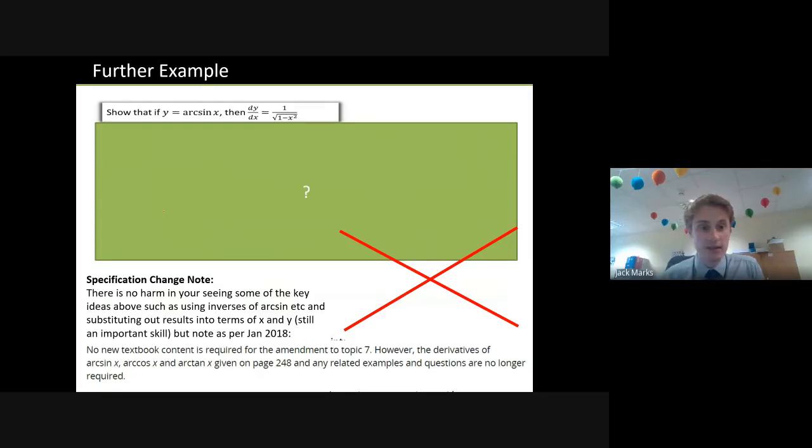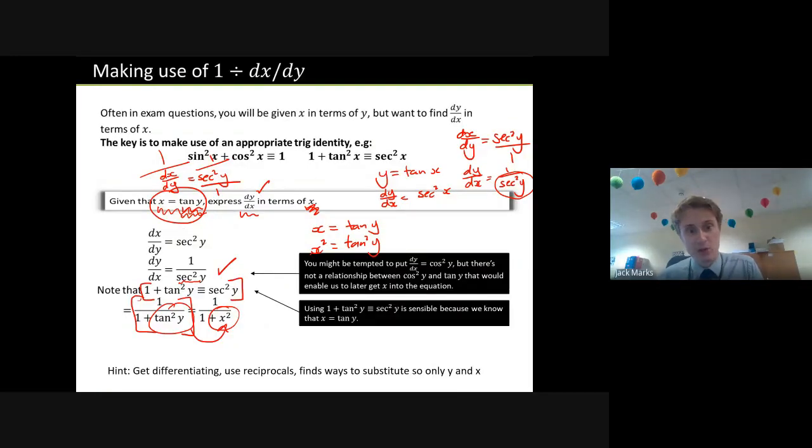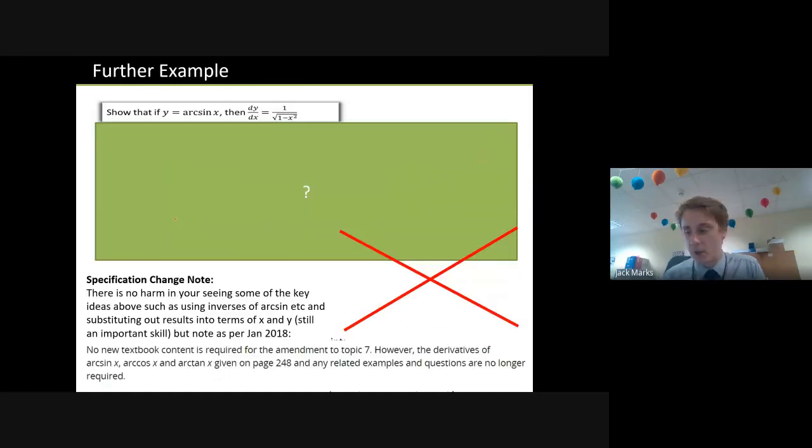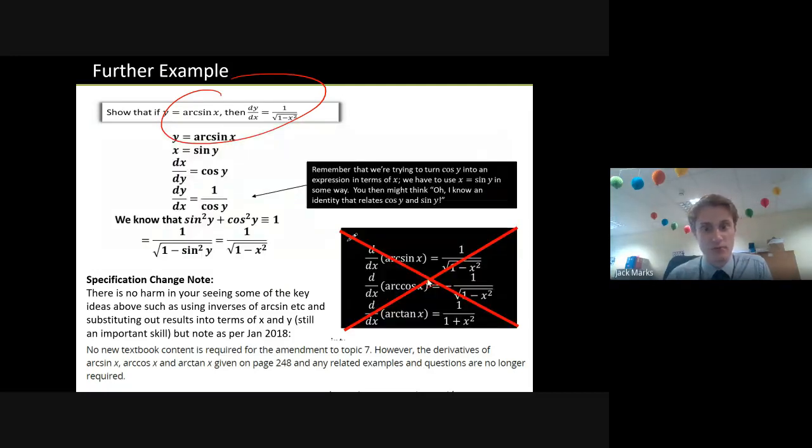Just one note here. Indirectly, what you have done is you found the derivative of arctan here. So this is a bit confusing depending on how old your book is. You may see questions like this. They are not in your specification anymore, okay? So if you're looking at any old slides or things like this, you can ignore this section here. This is from the exam board themselves. I think it's on page 248.